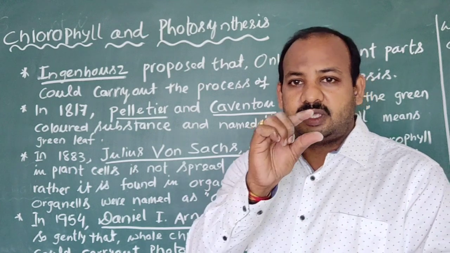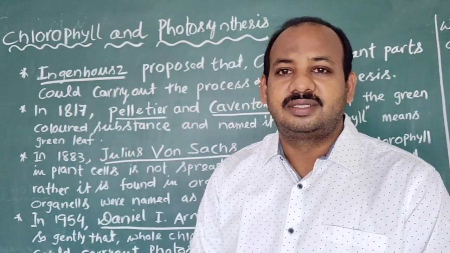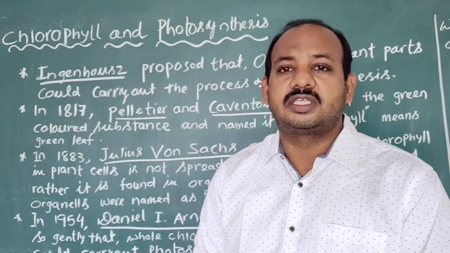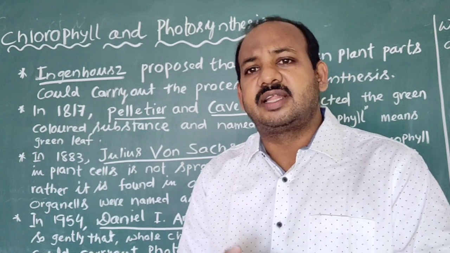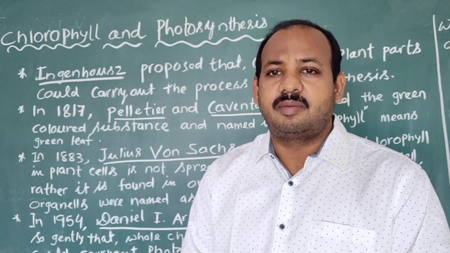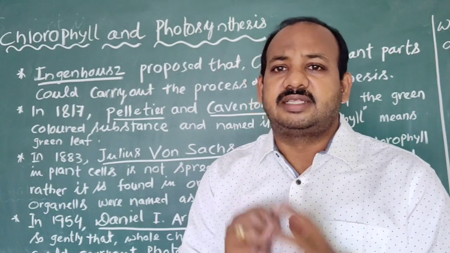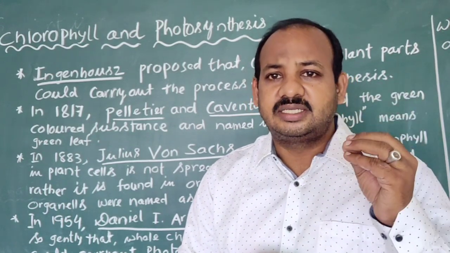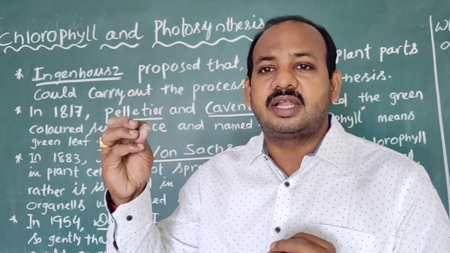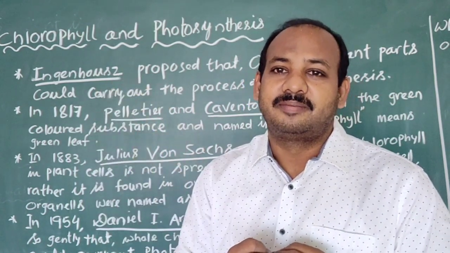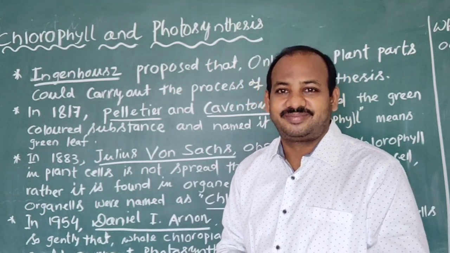Already from the equation of photosynthesis, we came to know that the requirements for photosynthesis include some internal factors and some external factors. For example, water and chlorophyll are present inside the plant cell, whereas sunlight from the sun and carbon dioxide from the atmosphere are the factors that are required for photosynthesis. Okay, children?